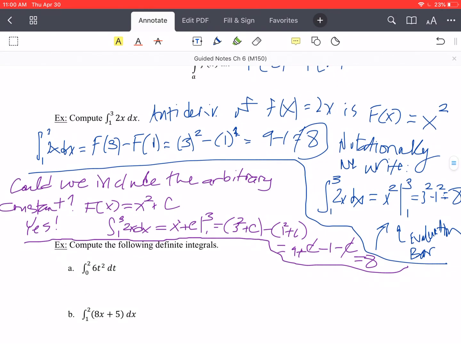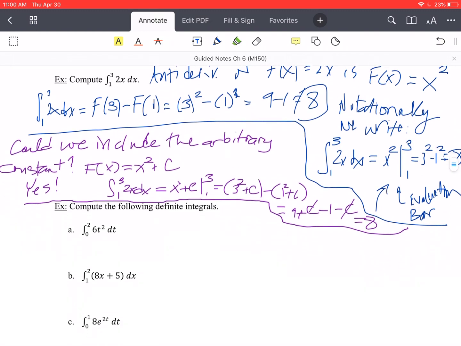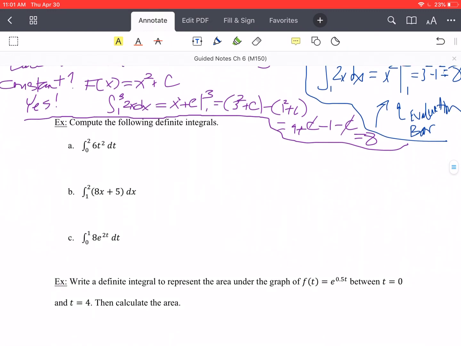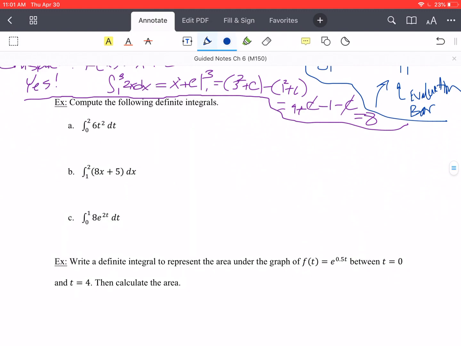Okay, so let's look at some more examples here. Compute the following definite integrals. So we have the integral from 0 to 2 of 6t squared dt. So we need to compute the antiderivative of 6t squared. So the square should become a cube, right? And notice I have a factor of 3 in the 6 that I can pull from. So this is going to become 2t cubed.